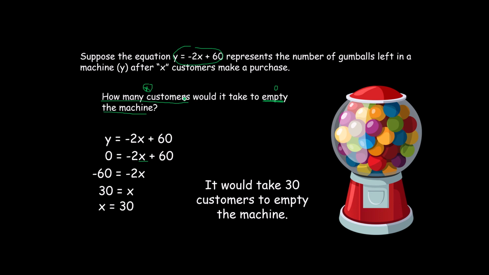You've got to be careful about which piece of information they're giving you. Sometimes they will tell you what goes into the rule. They'll tell you x and you solve for y. Sometimes they'll tell you y and you solve for x. So you want to make sure you read that very, very cautiously.